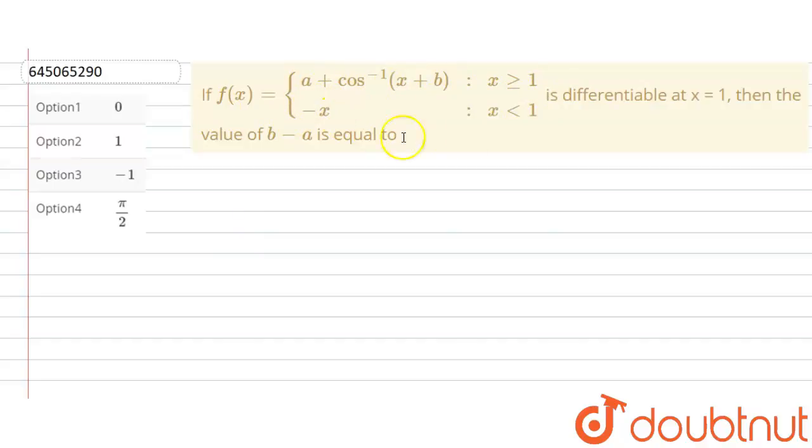If f(x) is equal to a plus cos inverse x plus b for x greater than or equal to 1, and minus x for x less than 1, is differentiable at x equals 1, then the value of b minus a is equal to, and we are given 4 options.